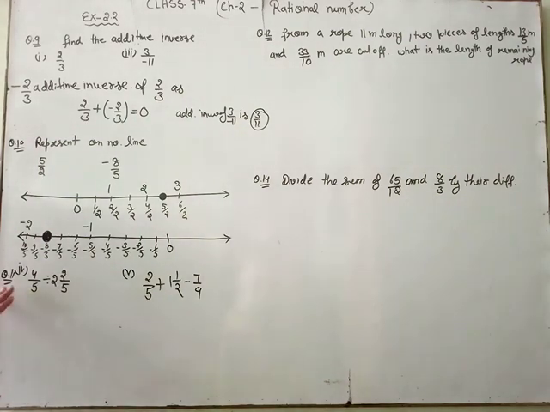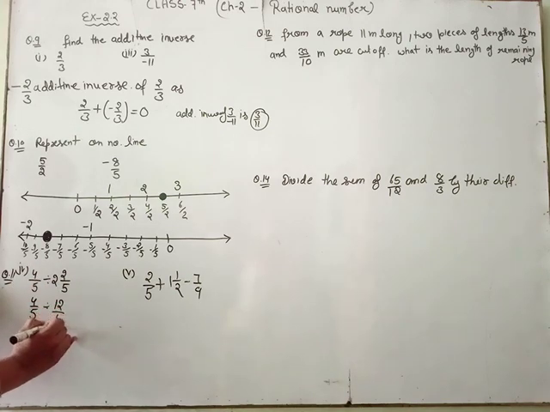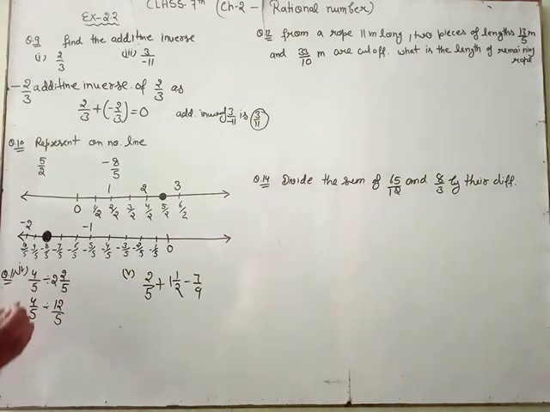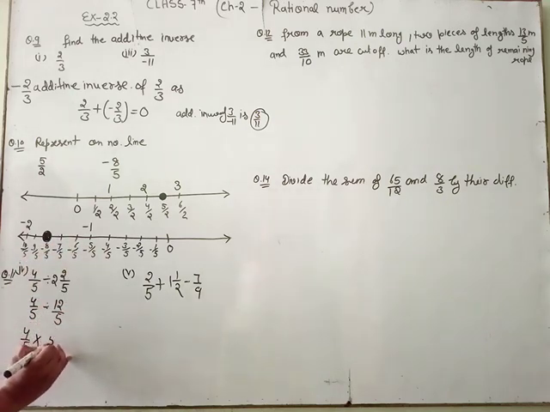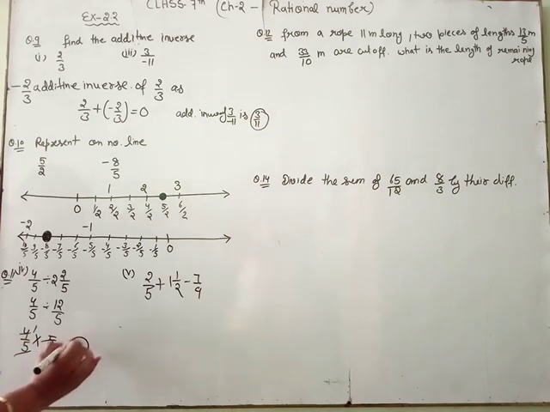Next, question number 11, part number 4. Then we write 4 by 5 divided by 12 by 5. When we divide, in place of divide we write multiplication and the reciprocal of the second term. Then 5 by 12. 5 and 5 cancel. 4 goes into 4 once, 4 goes into 12 three times, then 1 by 3. The answer of this is 1 by 3.